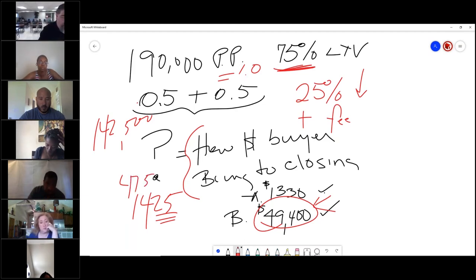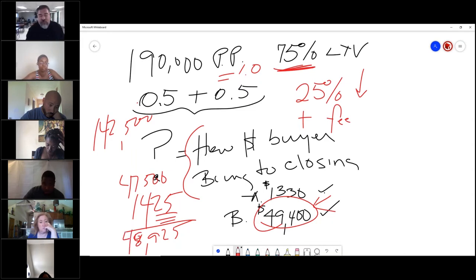Do you multiply the 1% to the 190,000, or what value do you multiply it by? No, you multiply the 1% of the loan amount. Okay. The actual answer is 48,925. I just went with you and trusted you, and see, you burned me.